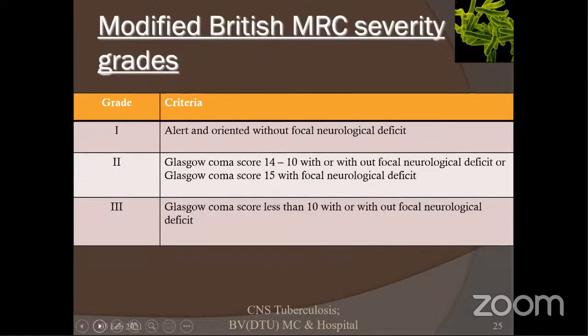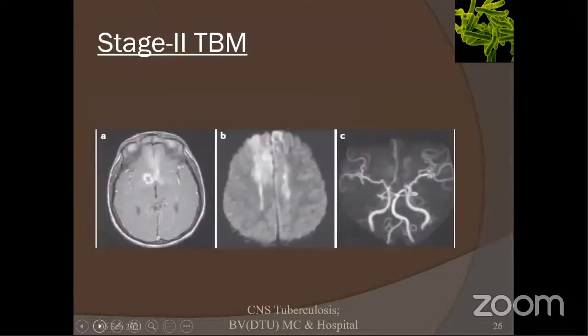So the modified British MRC severity grades: grade 1, alert and oriented without focal neurological deficit, and second is GCS 14 to 10 with or without focal deficit, and/or GCS 15 with focal deficit. Glasgow Coma score less than 10 with or without focal neurological deficit is a modified British MRC severity grade 3. So this is the stage 2.